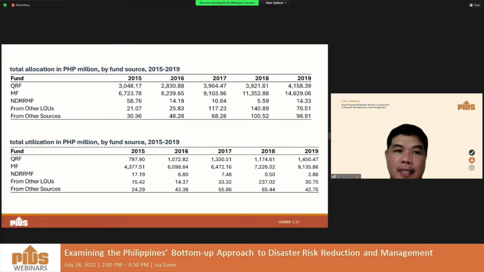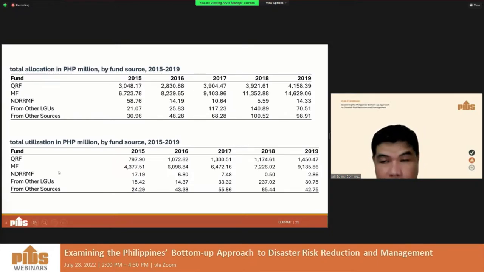So looking at the total allocation in millions by fund source from 2015 to 2019, we have it here. Okay, QRF and your litigation fund within our LGUs. So the two comprise the 5% annual allocation from the regular sources of revenue. And then you have downloaded resources coming from the National Disaster Risk Reduction Management Fund. And we also have sources coming from other LGUs, donations from their neighboring LGUs and from other sources.